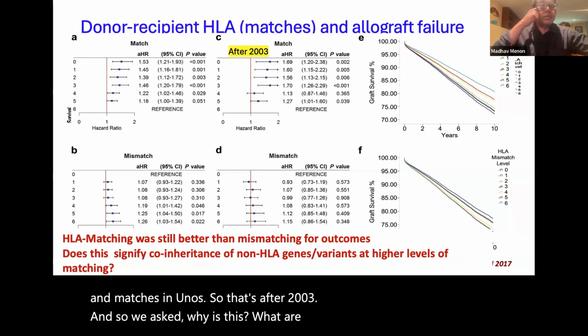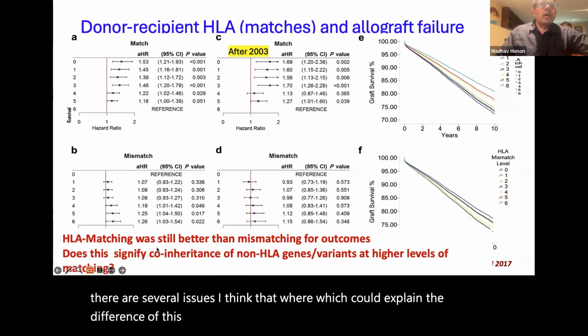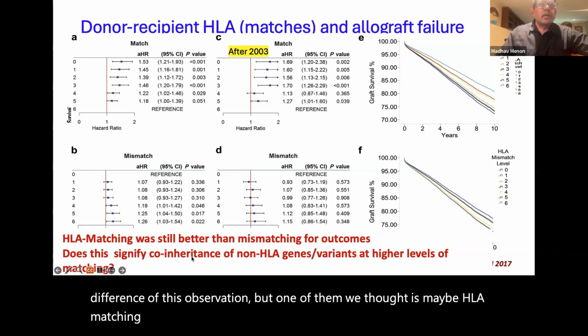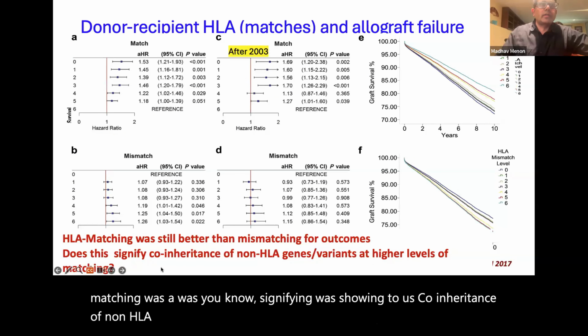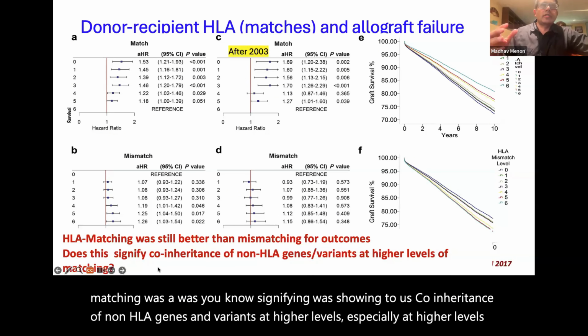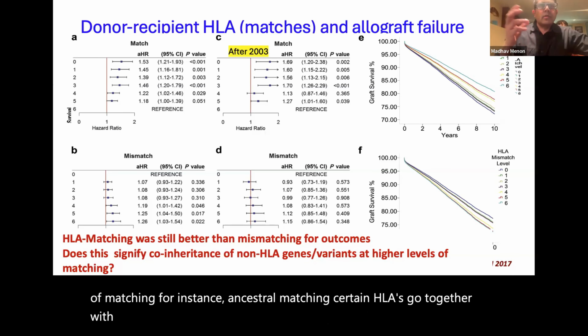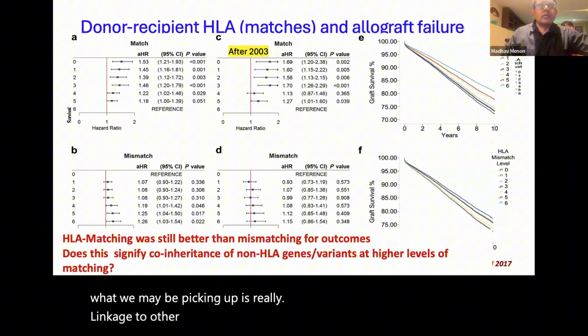And so we asked, why is this? What are the problems? There are several issues which could explain this observation. But one of them we thought is maybe HLA matching was showing us co-inheritance of non-HLA genes and variants, especially at higher levels of matching. For instance, ancestral matching: certain HLAs go together with Caucasian ancestry, and what we may be picking up is really linkage to other areas or certain haplotypes.